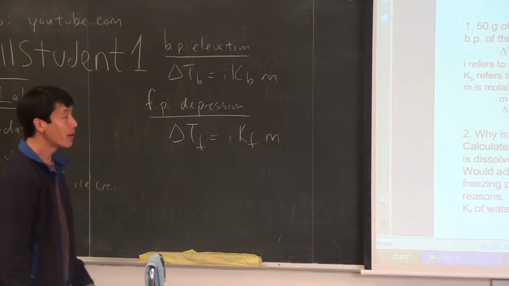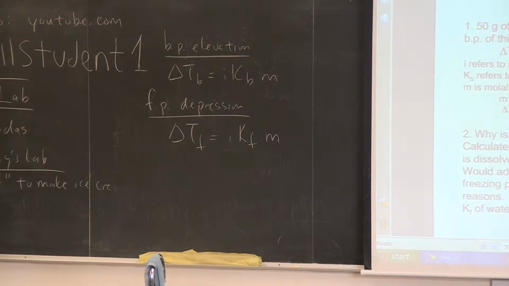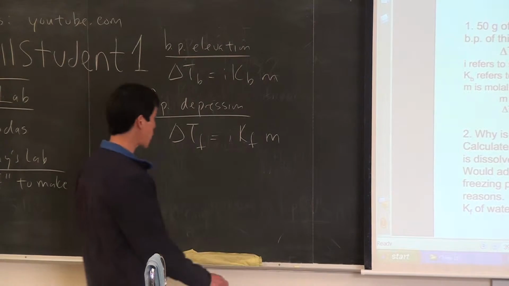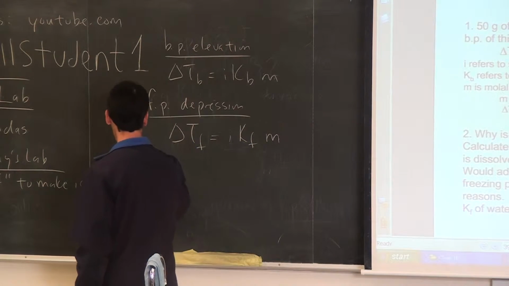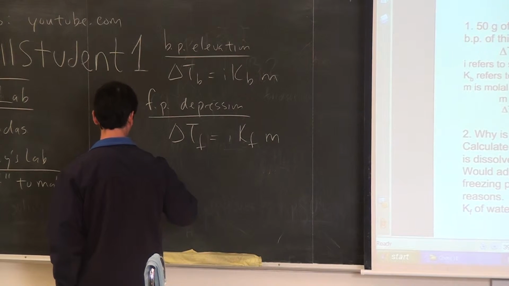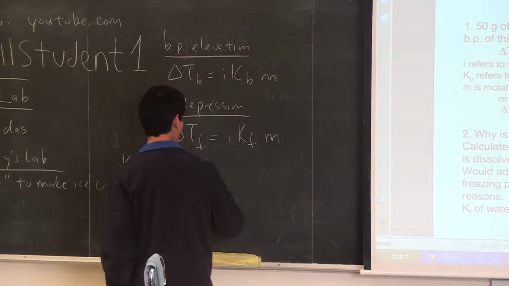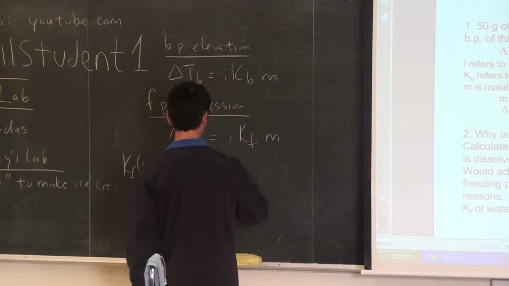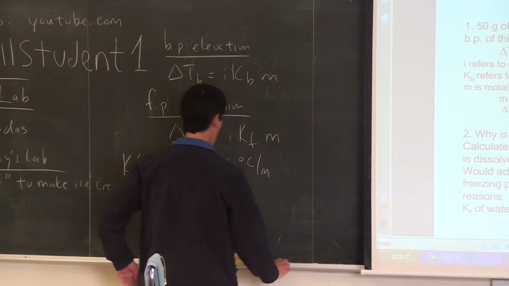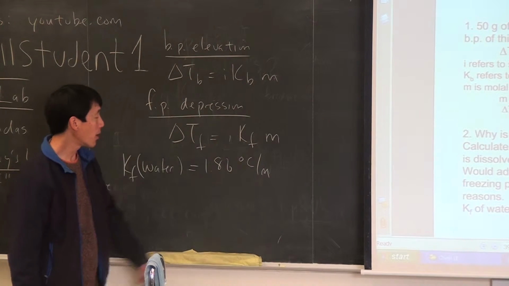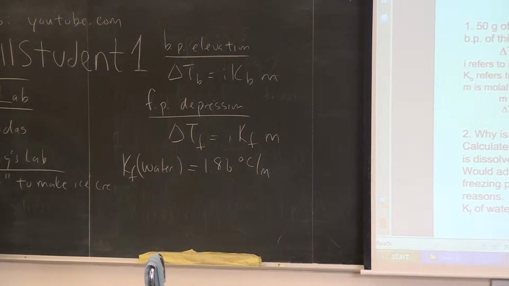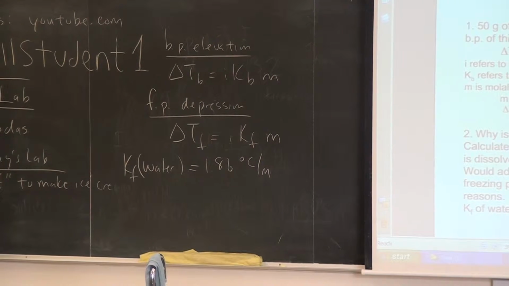So to calculate the freezing point of this salt water solution, the only thing we need to change is KF. Okay, so in table 13.2, KF for water is 1.86 degrees per molal. So what this tells us is that if you have a 1 molal solution of a solute in water, that's going to depress the freezing point by 1.86 degrees.